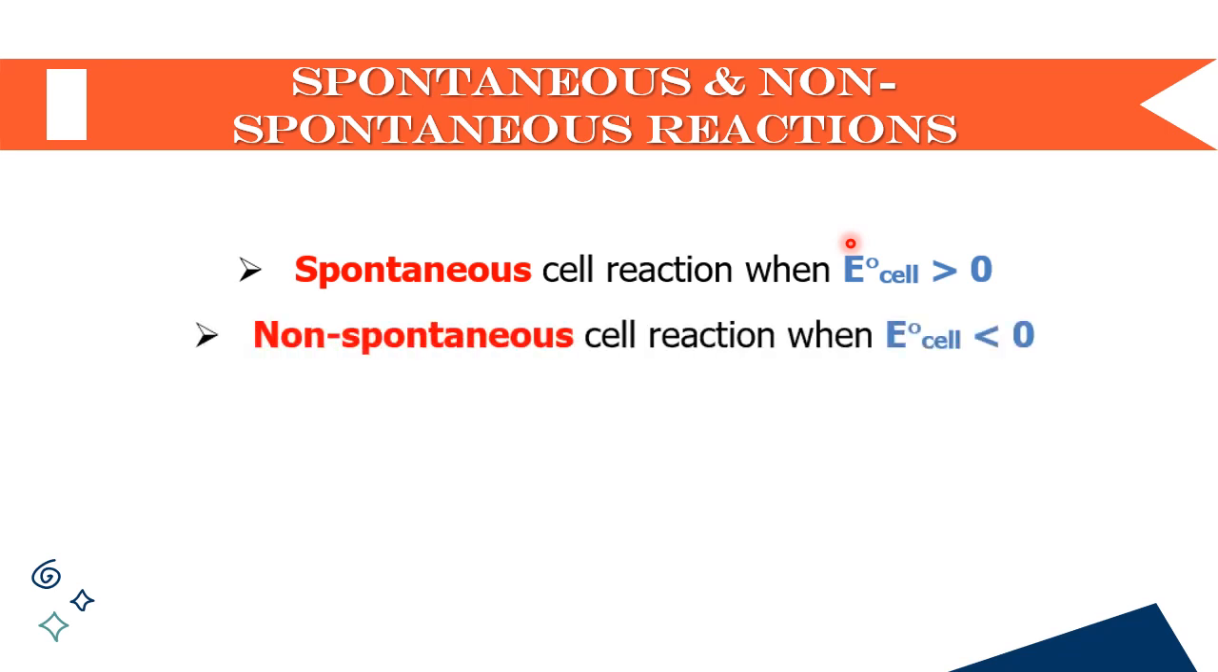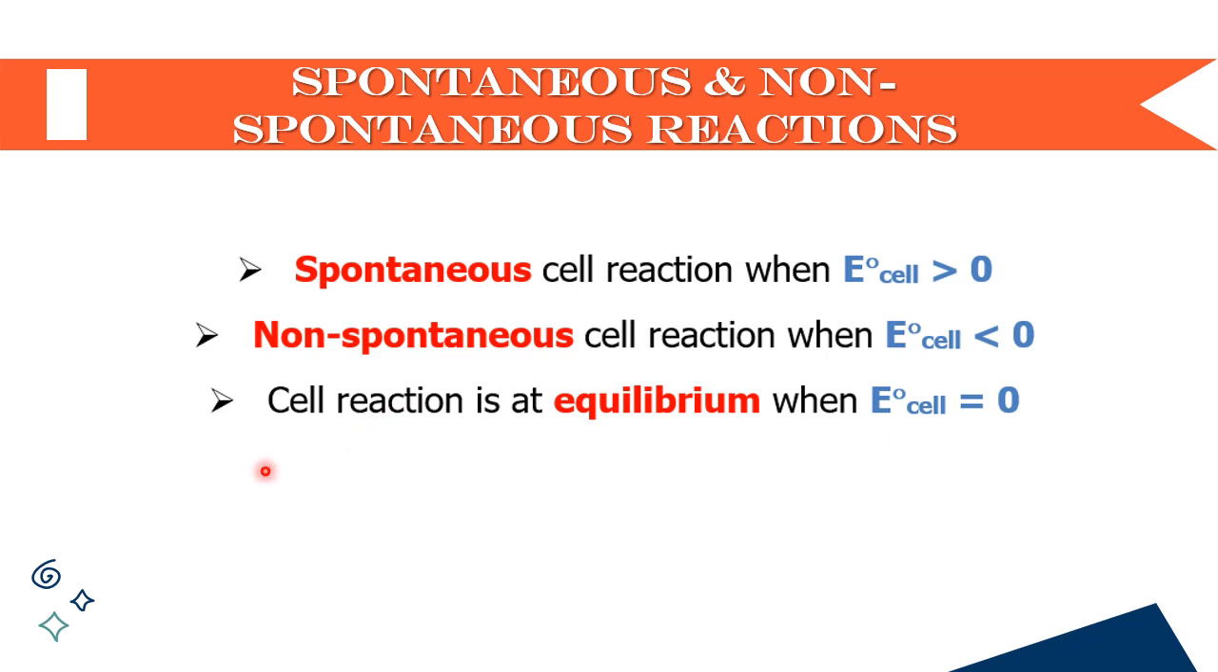But if you have a reading of E naught cell lower than 0, a negative value, the reaction is non-spontaneous. What happens if we have a non-spontaneous reaction? There is no electrical energy produced, no electron flow, no electricity produced. But if you have a spontaneous reaction, there is electron flow, meaning you will produce electricity.